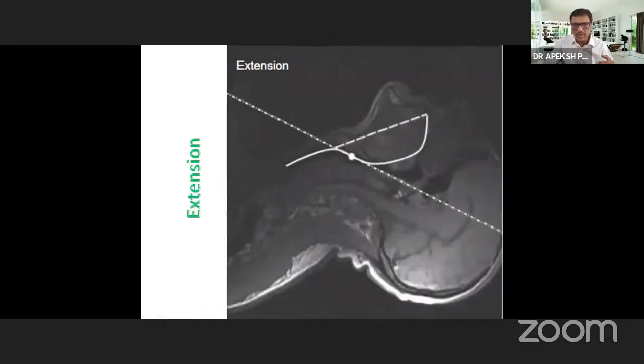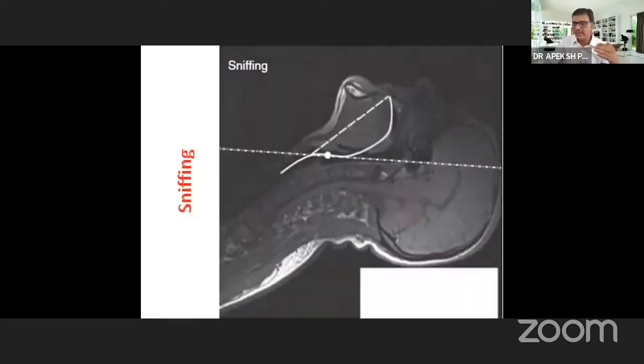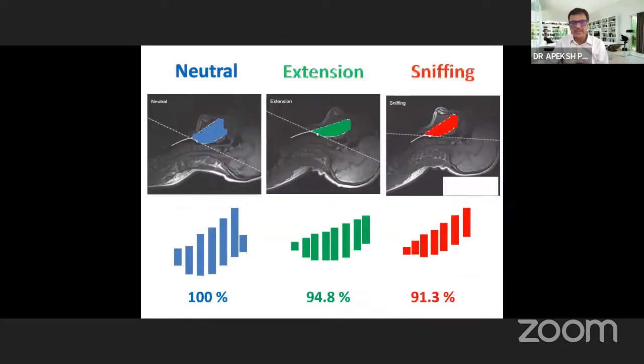If you change from neutral to extension, because of stretching of the submandibular tissue, the area reduces. If you further change from extension to sniffing, it reduces further. As per this publication, if you change the position from neutral to sniffing position, there will be a 10% reduction in the submandibular tissue area. So if there is a 10% reduction, less force is required in sniffing position compared to neutral position.